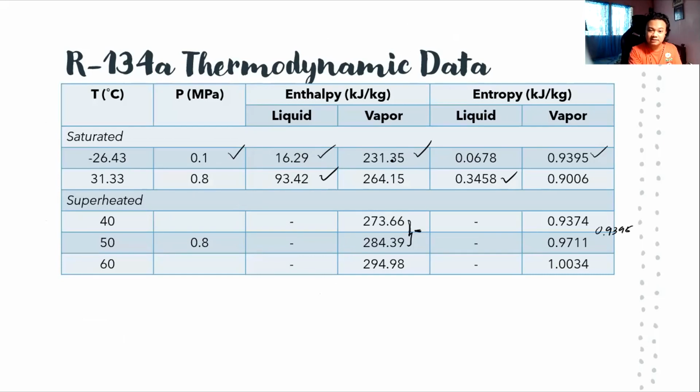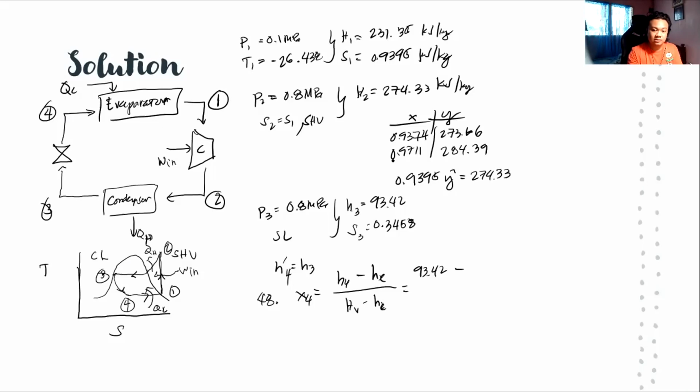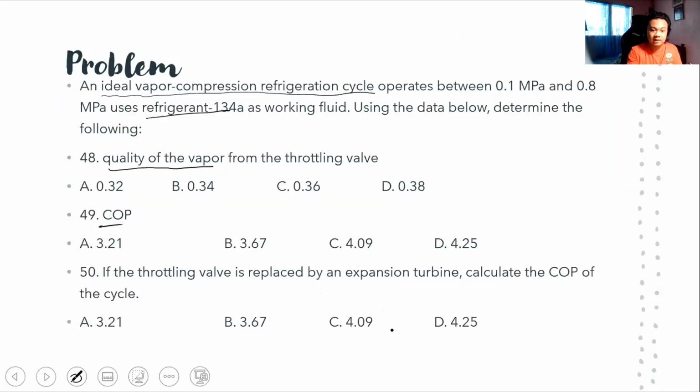16.29 here, and the vapor is here. So HL is 16.29, then HV is 231.35 minus 16.29. So X4 is 0.36. That's letter C in our choices.